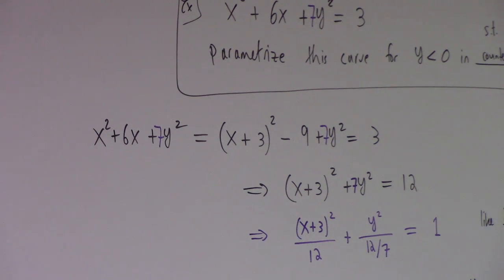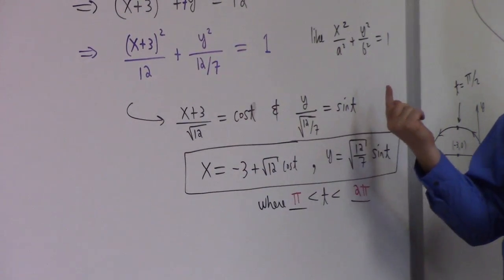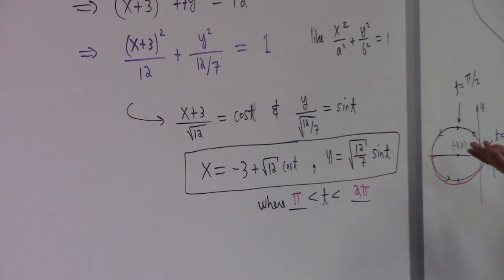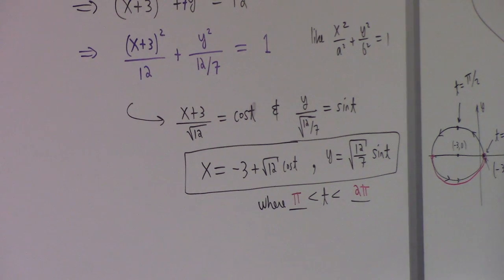Okay, so with that thought, I make x plus 3 divided by the square root of 12 equal to cosine t. I make y divided by the square root of 12 over 7 equal to sine t. And then all I've got to do is solve for x and y, and those are my parameterizations. My parameterization for x is minus 3 plus the square root of 12 cosine t. My parameterization for y is the square root of 12 over 7 sine t.